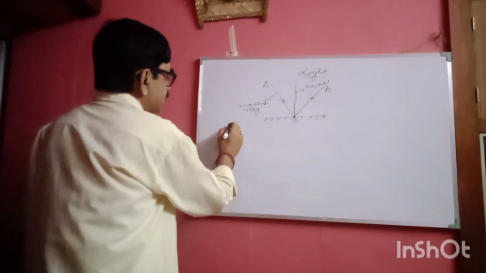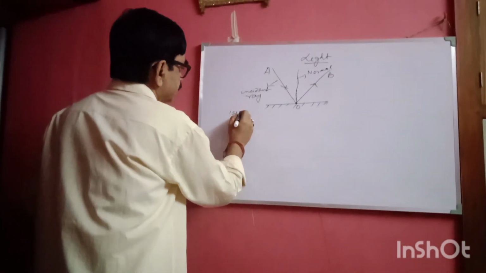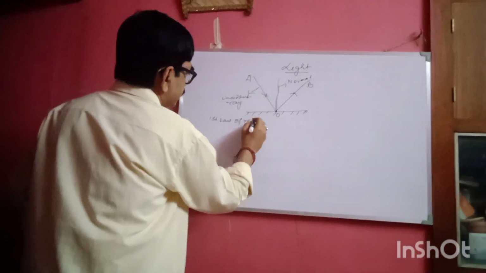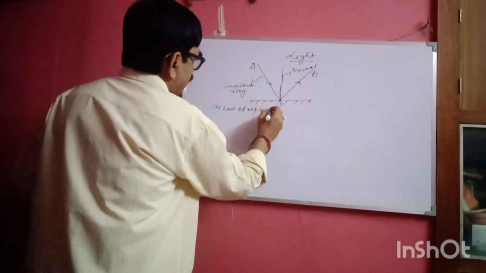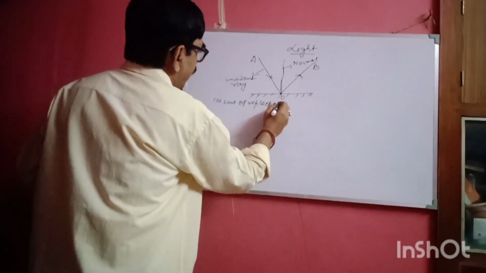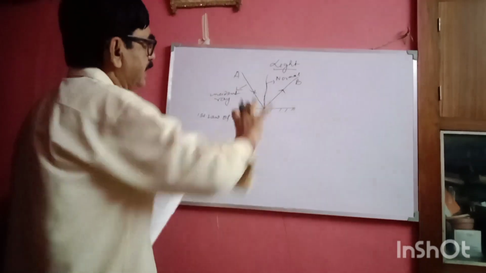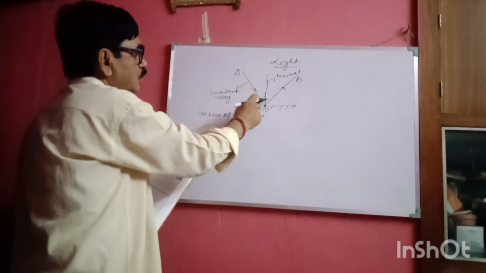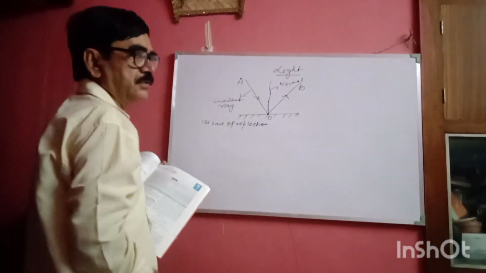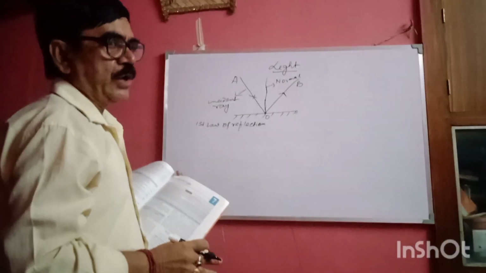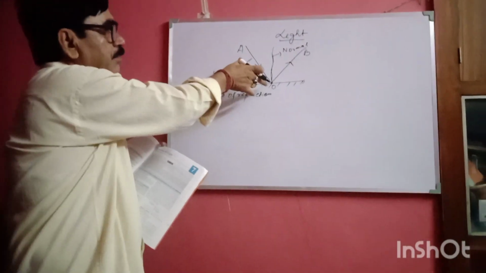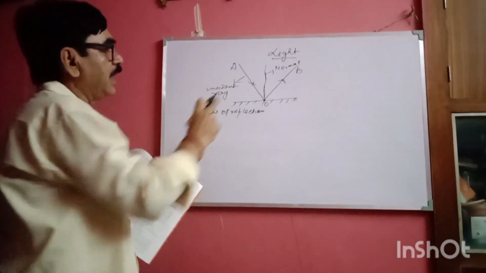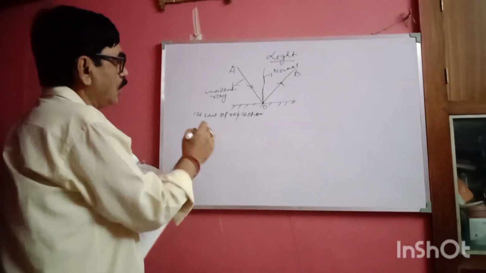Now I am writing this first law of reflection. You should memorize four things: incident ray, point of incidence, normal. So 1, 2, 3 and 4. Four points should be memorized in that case. The incident ray is number 1, point of incidence number 2, normal number 3 and reflected ray number 4.